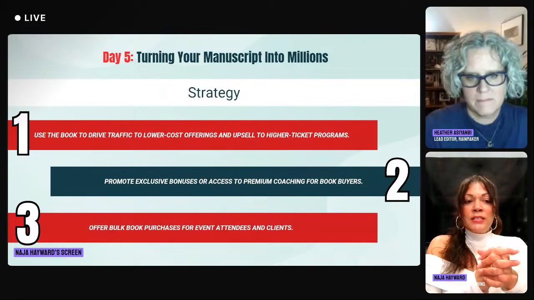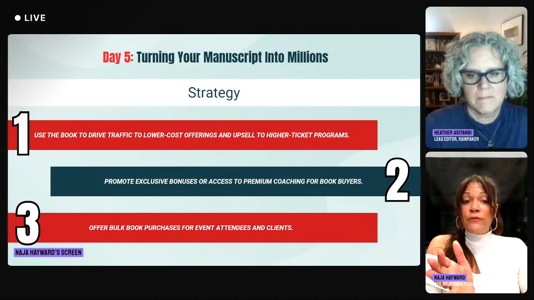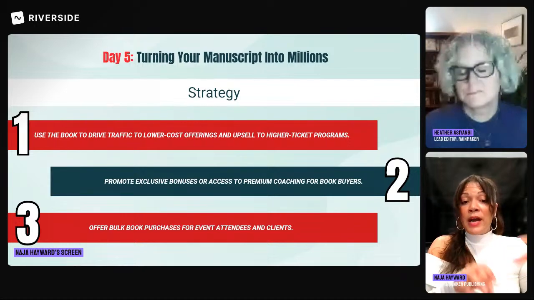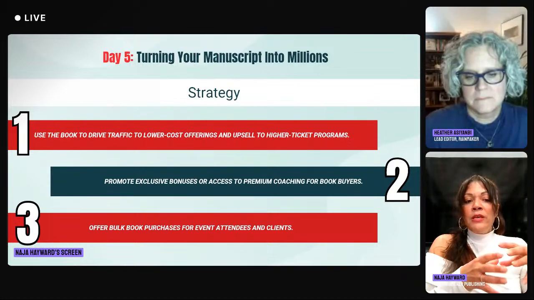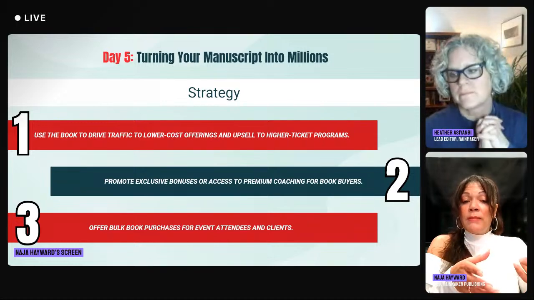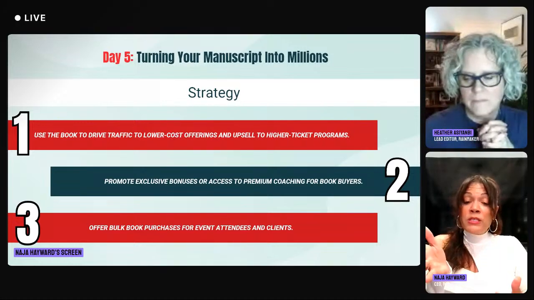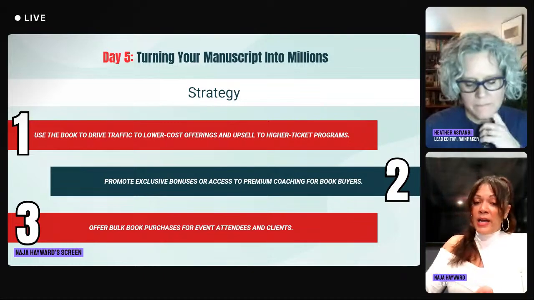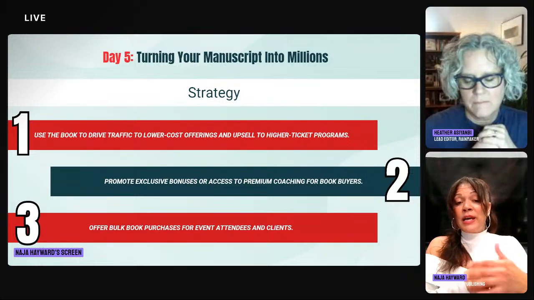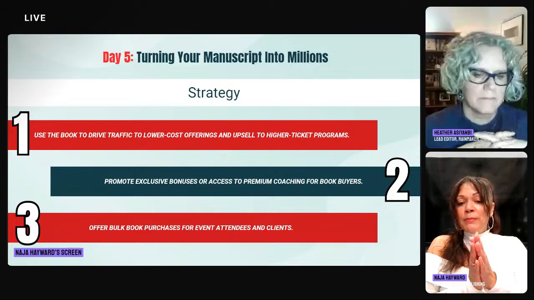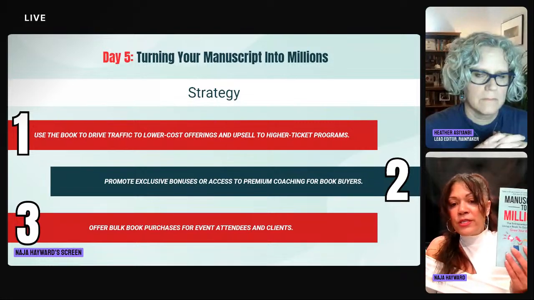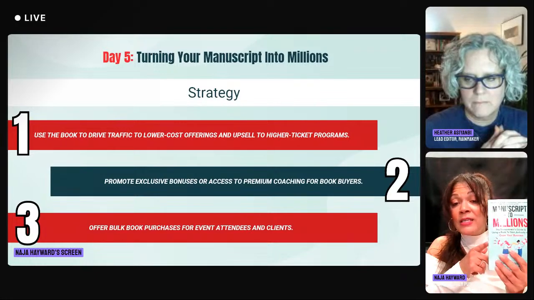So this strategy looks like using the book to drive traffic to lower cost offerings and then upsell to higher ticket programs, promoting exclusive bonuses or access to premium coaching for book buyers, and then offering bulk book purchases for event attendees and clients. That's where Heather and I were talking about holding inventory so that you have the lowest price output investment, but for the highest return. And you keep 100% of those royalties. So rather than doing a split like with Amazon at 60% or 70%, you're keeping anything above your cost. This book costs me $2.30, I believe. I sell it for $20 signed.